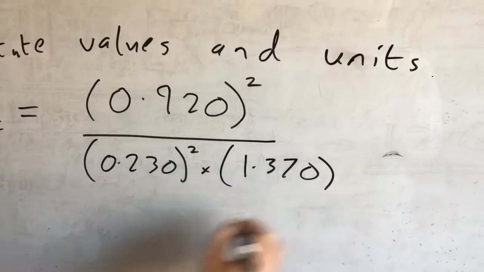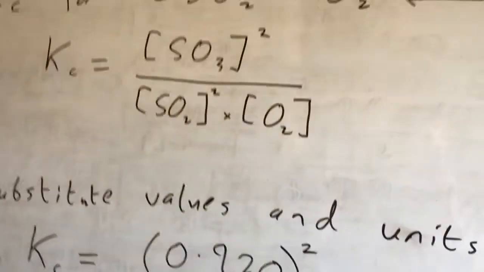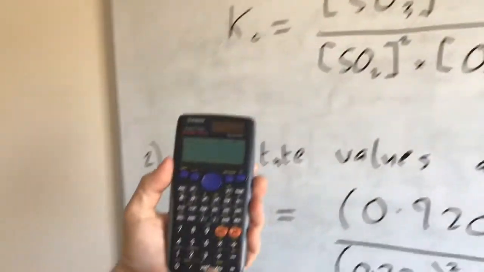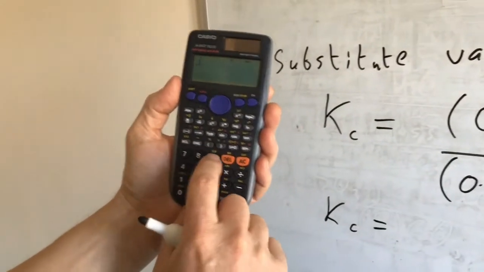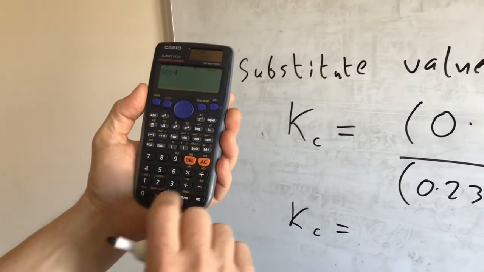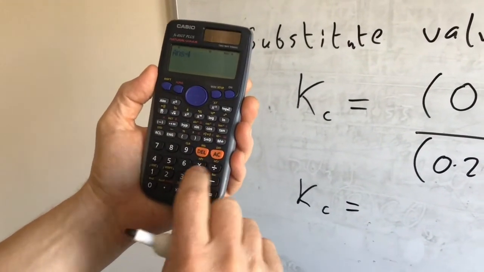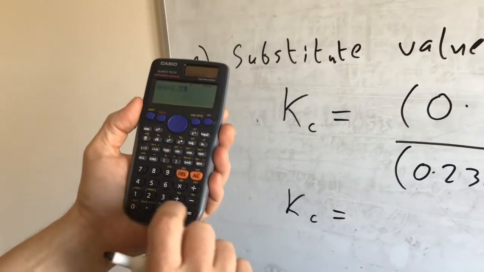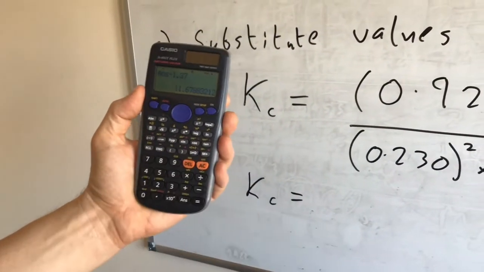1.370. So therefore Kc, now I can't do this in my head, so I'm going to use a calculator, and we're going to go 0.92 squared equals, divided by 0.23 squared equals, divided by 1.37 equals. So the answer is 11.7.